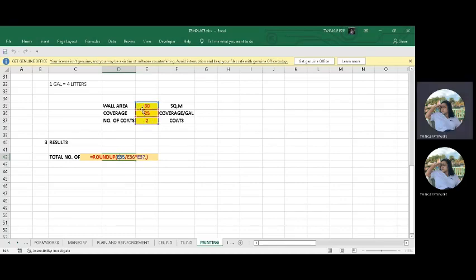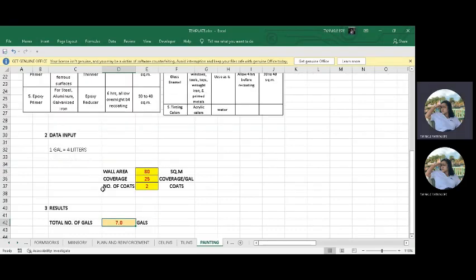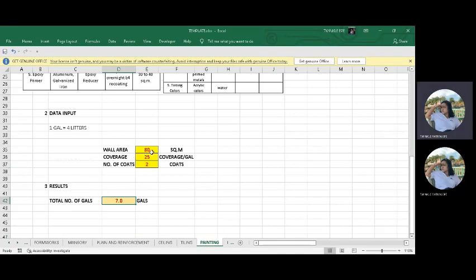Wall area over coverage times number of coats, and we can get the 7.0 gallons in 80 square meters wall area. We used 7 gallons and applying 2 coats.